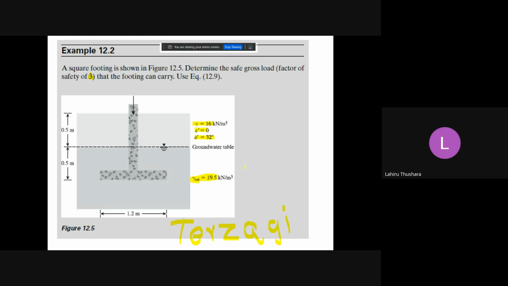Sir, this figure 12.4, it's not clear. Yes, this figure, 12.4.